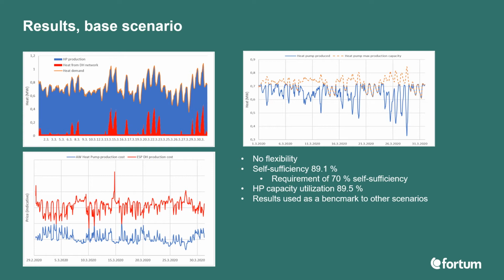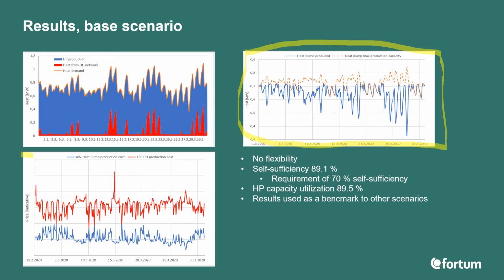Okay, so results. First, we have the base scenario where no flexibility was introduced. We were able to achieve self-sufficiency of 89.1%. In the agreement with the customer, there is a requirement of at least 70% self-sufficiency, so this fulfills it easily. The capacity of the heat pump units was utilized at 89.5%, which can be seen from the top right-hand corner. We see that there is almost always at least some capacity available to be utilized.